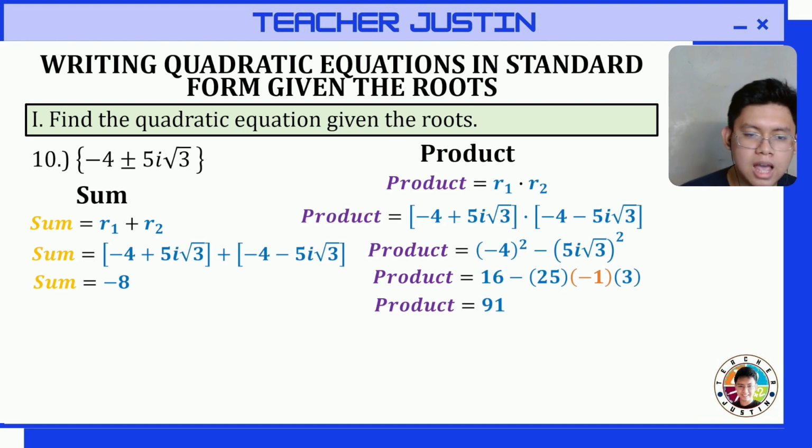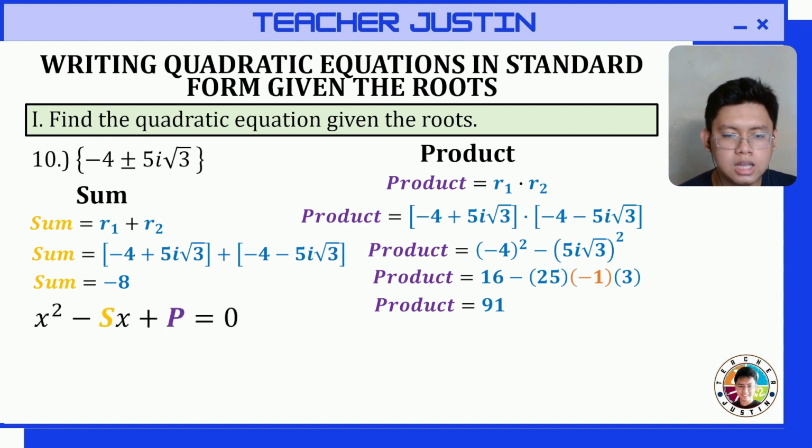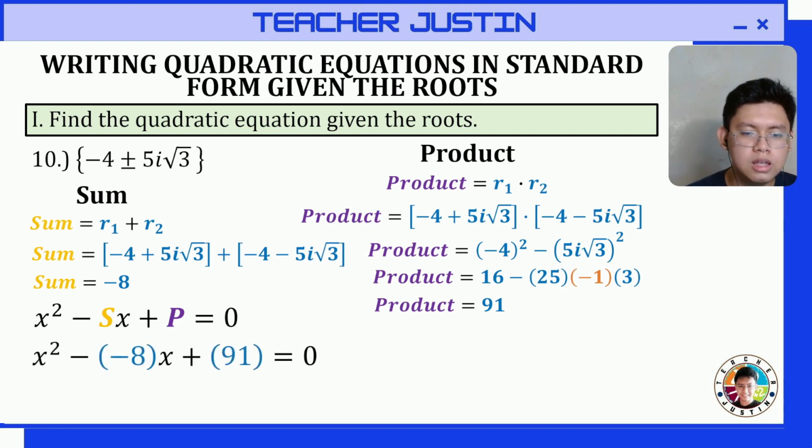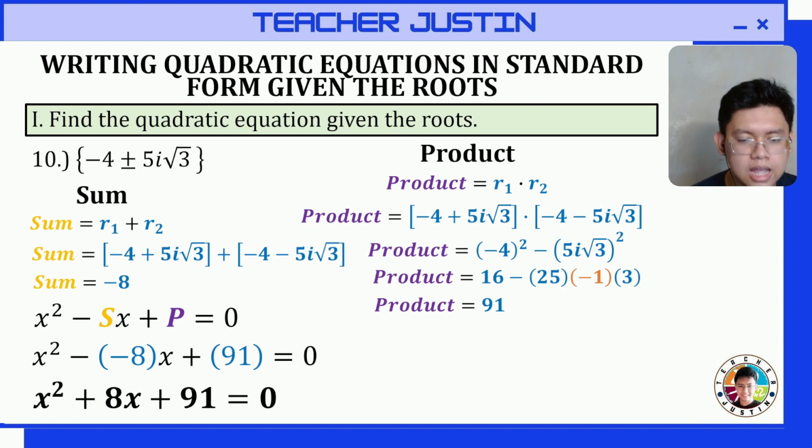Now that we have our sum, which is negative 8, and product, which is 91, we can now use the formula x squared minus sx plus p is equal to 0 to write our quadratic equation. Substitute natin yung ating sum and product. So we will have x squared minus negative 8x plus 91 is equal to 0. So simplify natin yung ating signs. This will give us x squared plus 8x plus 91 is equal to 0. And that will be our quadratic equation.